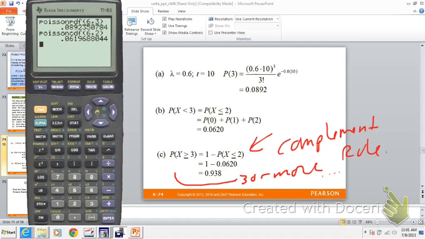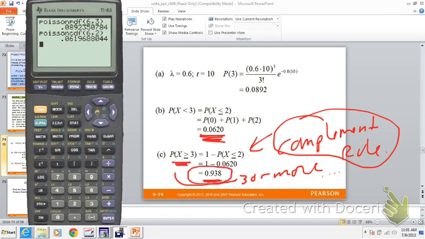So if we use the complement rule and just take 1 minus the probability of 2 or less, well, we had figured that out in the step above. Okay, so 0.938. So notice that you're often utilizing that complement rule, because you can't use the Poisson CDF function, it is engineered to accumulate from 0 on up. So if I really wanted to get 3 or more, I'd just utilize that complement rule. All right, hope that helps.